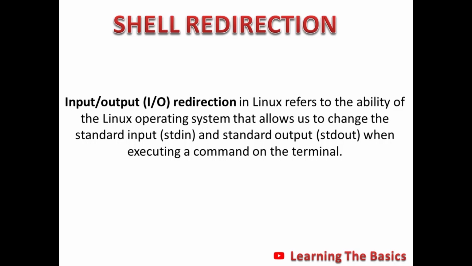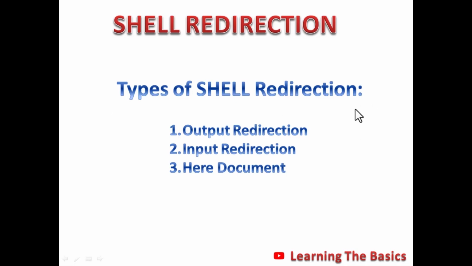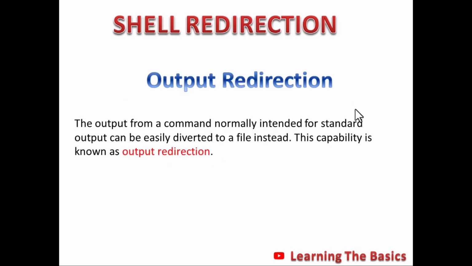In shell redirection, we have types of redirections. One, we have the output redirection, the input redirection, and the here documents. In this video, I'm going to cover only the output and input redirections. What is an output redirection? An output redirection is when the output from a command normally intended for standard output can be easily diverted to a file instead. This capability is known as output redirection.